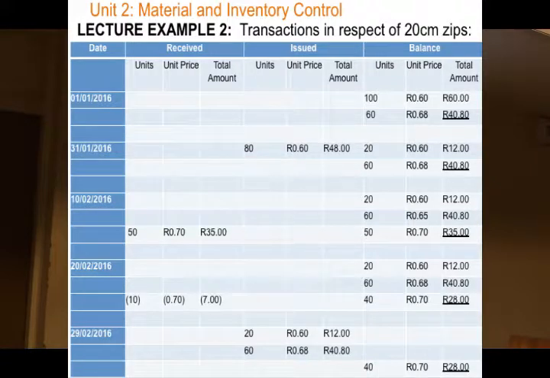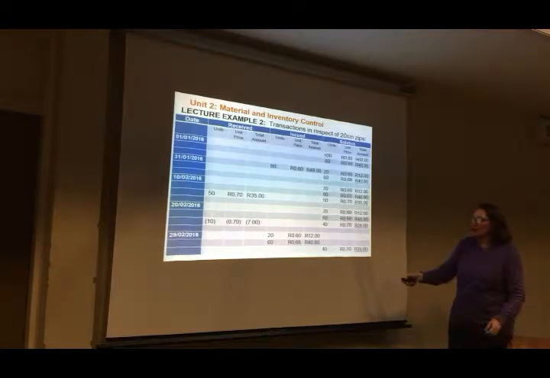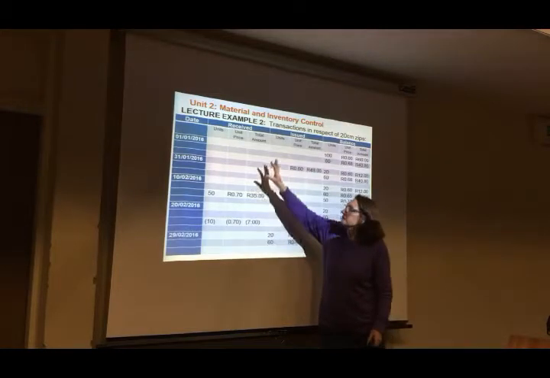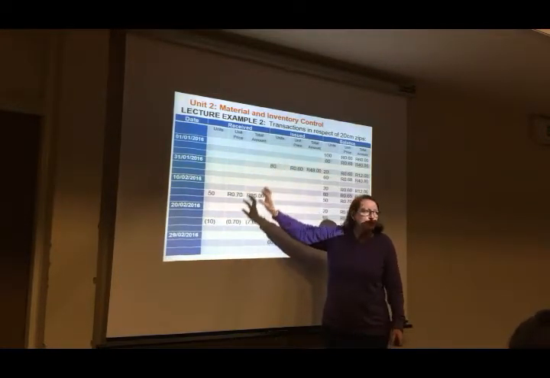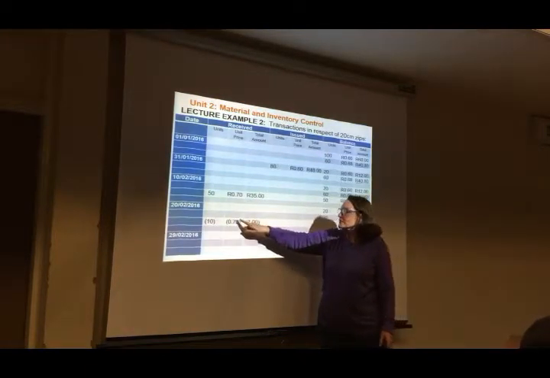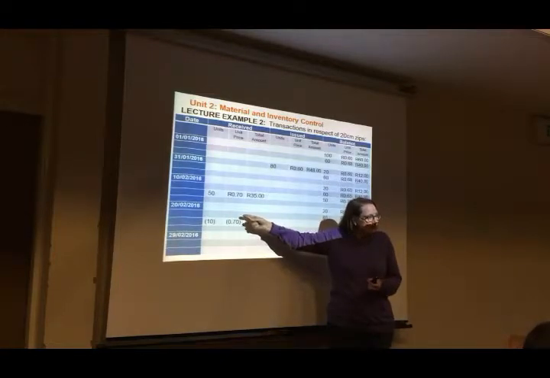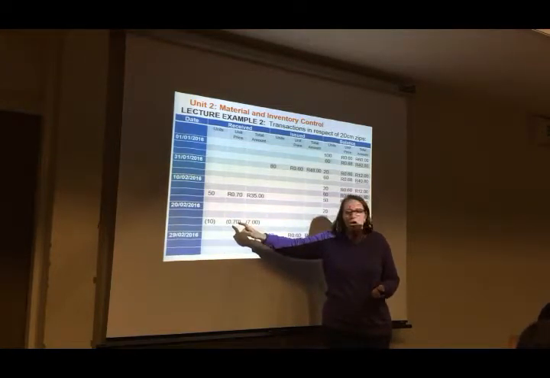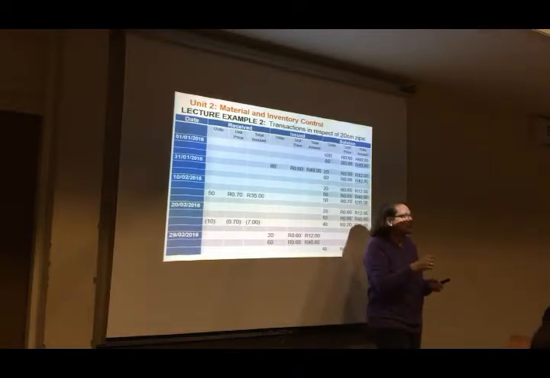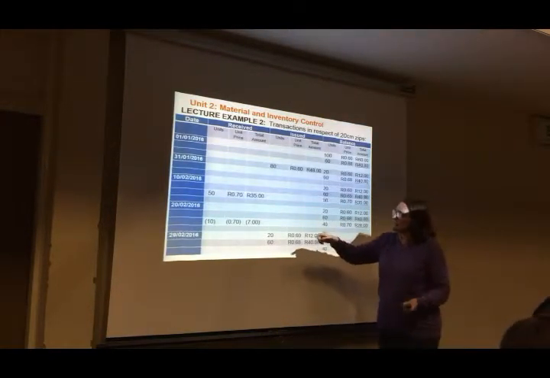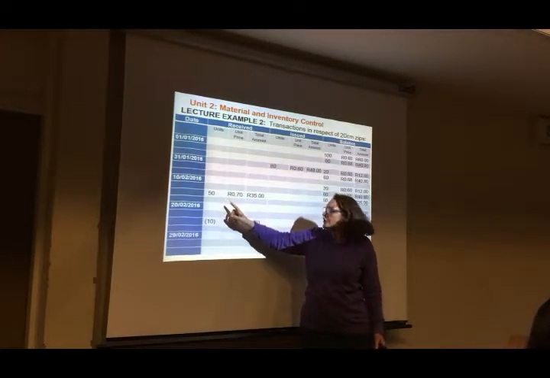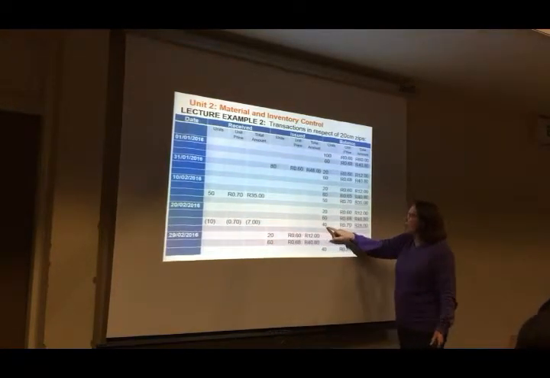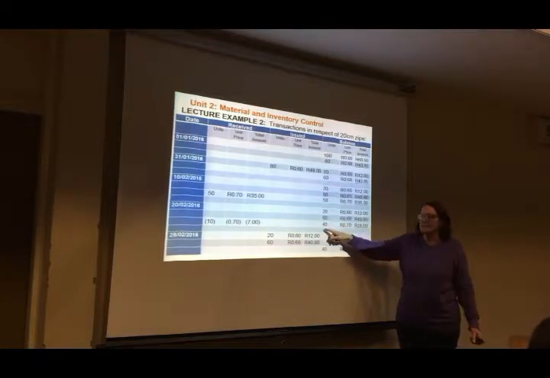Then we return the goods, but we have to not put them in the issue because they didn't go to production. They went back to the supplier. So this is received from supplier and returned to the supplier, and we put it in there as a minus. But now we're not applying FIFO. We know exactly which zips we sent back. They were the zips that we got for 70 cents, so we must put in the exact price that we got them at. It won't necessarily say that we returned 10 zips at 70 cents. It will say we returned 10 of the zips we bought on the 10th of February. So you must know that those are going to be returned at the price you bought them at in February, which is 70 cents. So now we've got the 20 at 60, 60 at 65, but now we've got 40 at 70 cents.